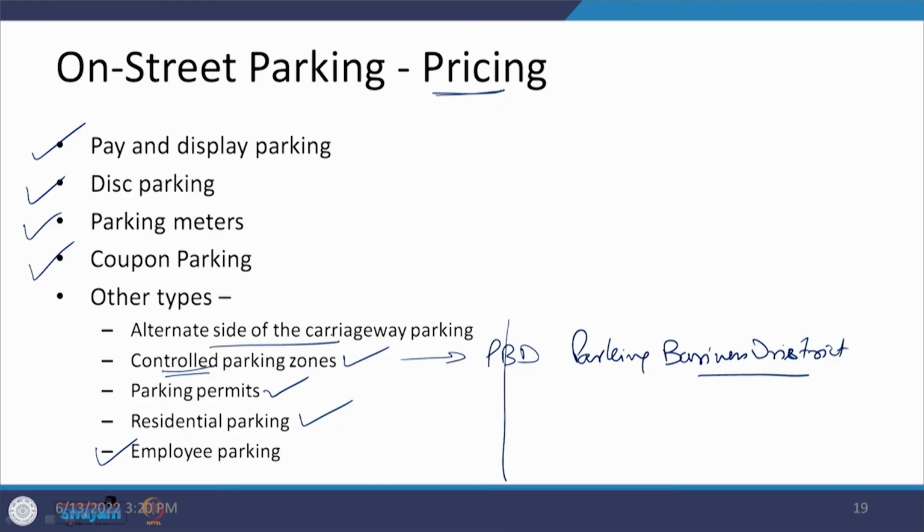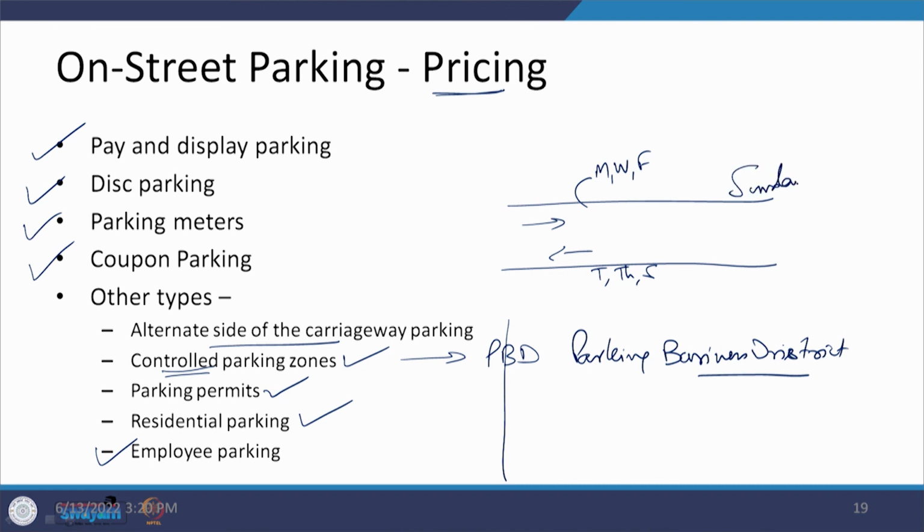Alternate side of the carriageway parking. So, we can see that we have these two type of conditions. The carriageway is there and traffic is moving in both the directions. So, we can say that on this side it is Monday, Wednesday and Friday. On this side it is Tuesday, Thursday and Saturday, and then on Sunday we can have parking on both the sides.